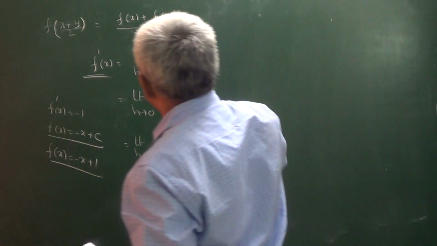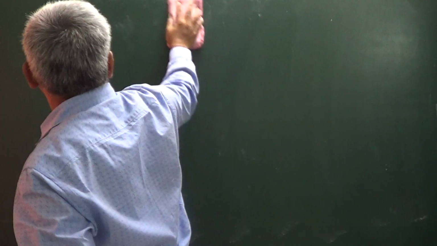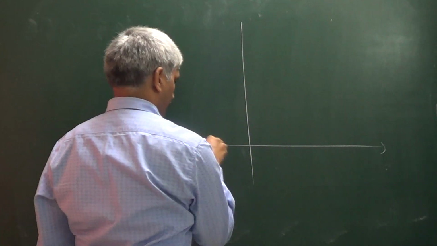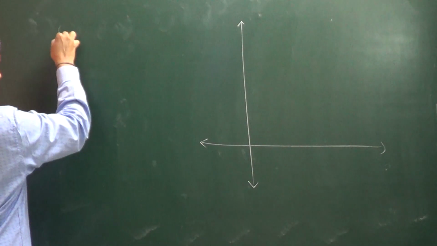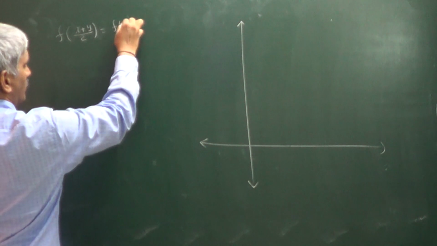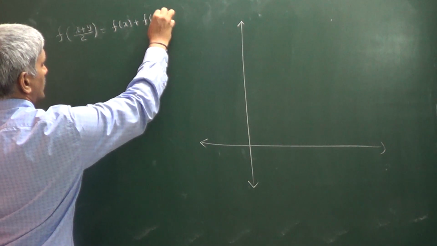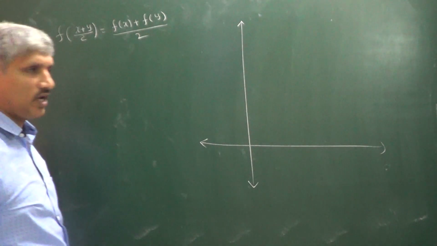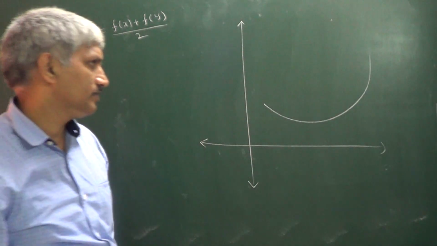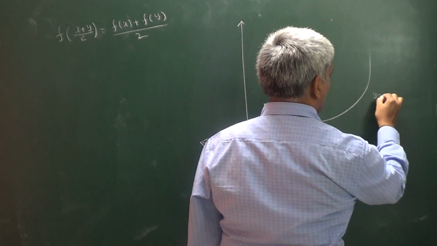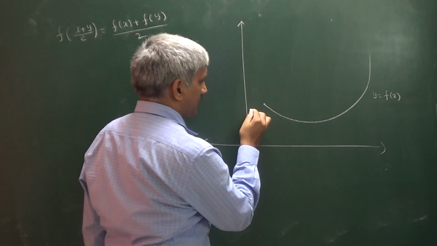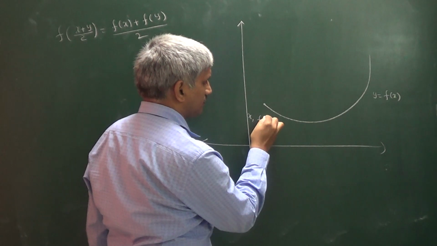That is a very good method with the help of geometry. So the information given in the question is f of x plus y divided by 2 is equal to f of x plus f of y divided by 2. Okay, we don't know about that function. Let us say this is the graph of that particular function, y is equal to f of x. Now this particular point I am taking as x comma f of x.